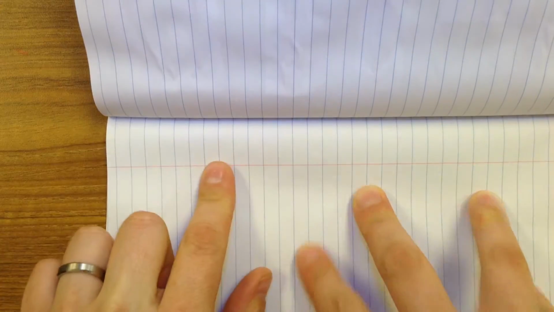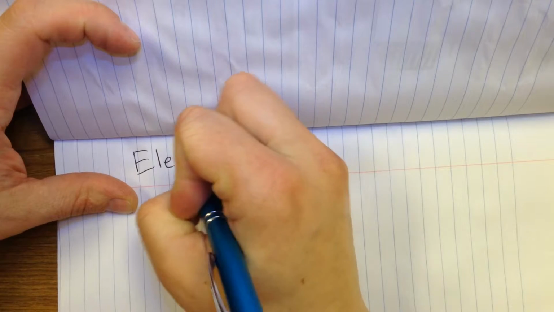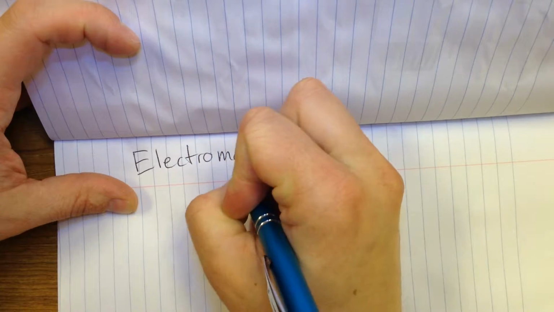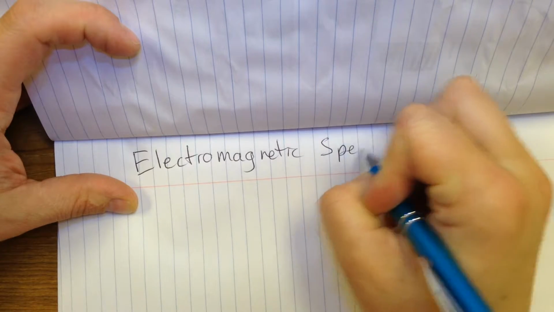So there's your title, normal page number place, oriented this way. Okay. Now, the red line is now going to mark the top of the page. Okay? And up above there, go ahead and write in the title nice and big. Electromagnetic Spectrum.